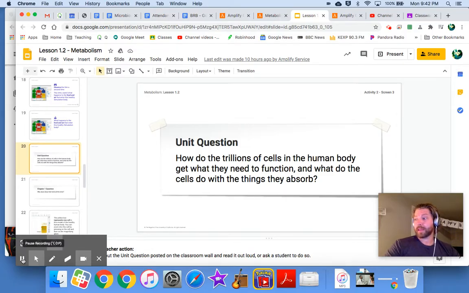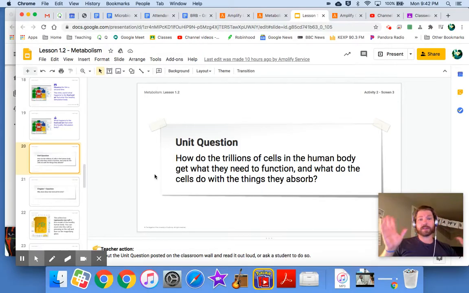Well, you probably noticed that they entered and went to different places. Different things happened to those molecules. Where did those molecules ultimately end up? These are some of the things that we wanted to observe. So here's our unit question, the big question of the entire unit. How do the trillions of cells in the human body get what they need to function? And what do the cells do with the things that they absorb? In the last unit, we talked about single-celled organisms. A single-celled organism does everything that it needs to on its own. However, you are a multicellular organism, and your cells can't live by themselves. They need all the other cells in your body working together.